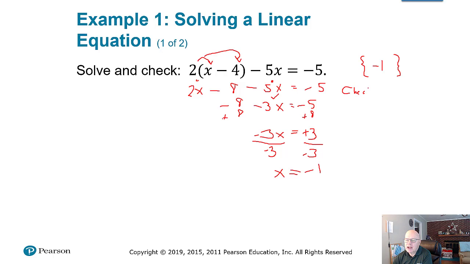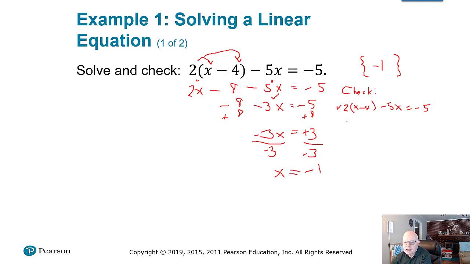We need to check and see whether this actually works. If we all did our algebra perfectly and never made a mistake, we wouldn't need this, but this is the safe thing to do. So we're going to go back to the original. Always go back to the original. 2 times x minus 4 minus 5x equals -5. Always start with the original.